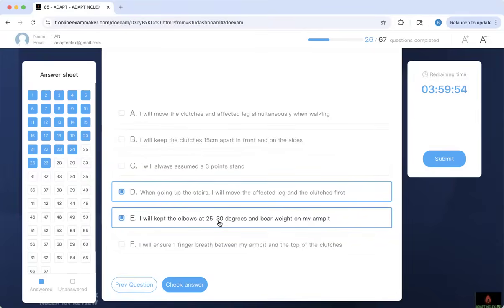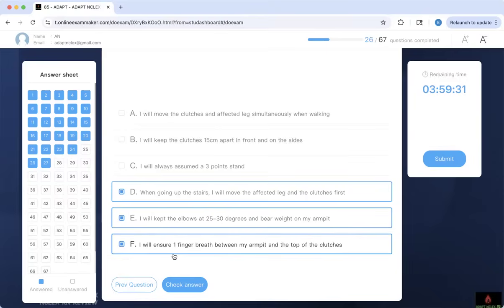Even though the, what did they call it? The elbow bearing is fine, but bearing weight on the armpit is a problem. You shouldn't do that, and I know you know that. That's a trap. I will ensure one finger breadth between my armpit and the top of the crutches, at least two to three finger breadth.